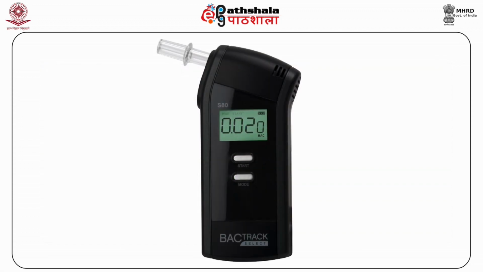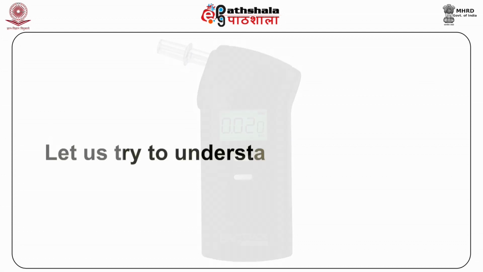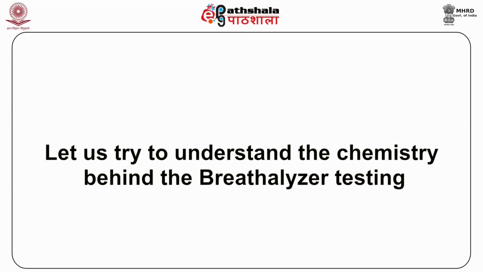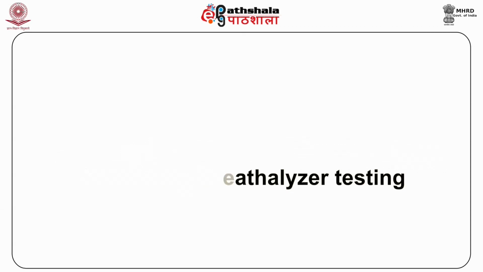When the valve is placed at the analyze position, the piston begins to drop, resulting in the trapped alveolar air sample passing into a glass ampule that contains 3 milliliters of 0.025% potassium dichromate and 0.025% silver nitrate in sulfuric acid and water. Let us try to understand the chemistry behind the breathalyzer testing.